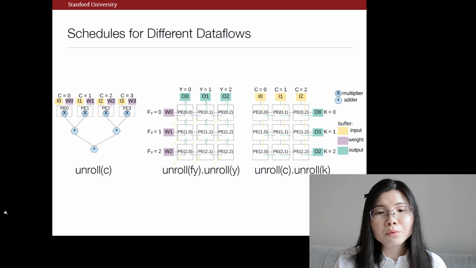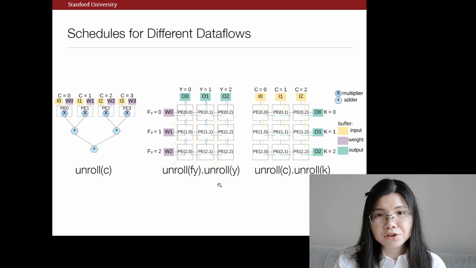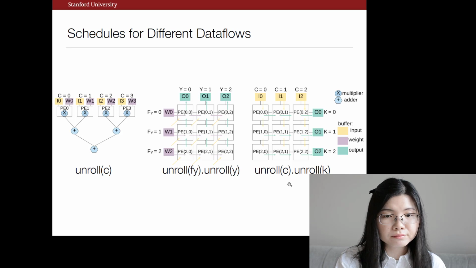We have shown the loop-based data flow taxonomy naturally aligns with Halide scheduling language. We can use the Halide unroll primitive to generate different data flow microarchitectures. For example, if we unroll the input image channel dimension C, we get a reduction tree in the first example. If we unroll the filter height and image height dimensions Fy and Y, we can get a row stationary microarchitecture such as the second example. If we unroll the input and output image channel dimensions C and K, we get a weight stationary architecture similar to the third example shown here.